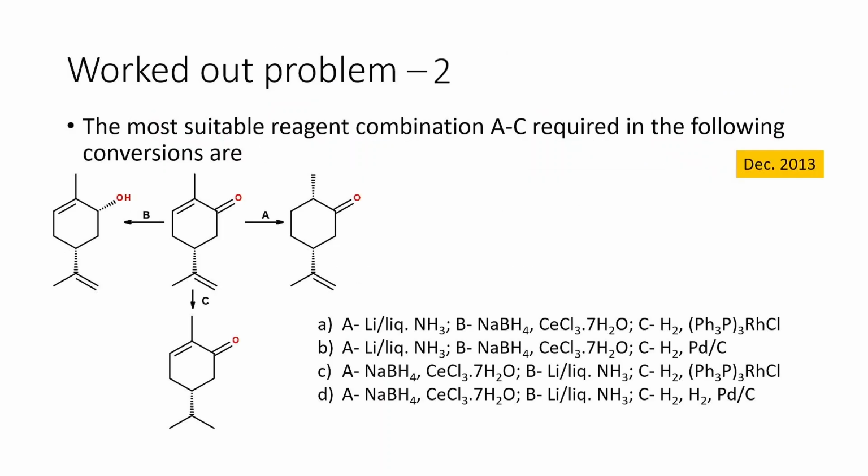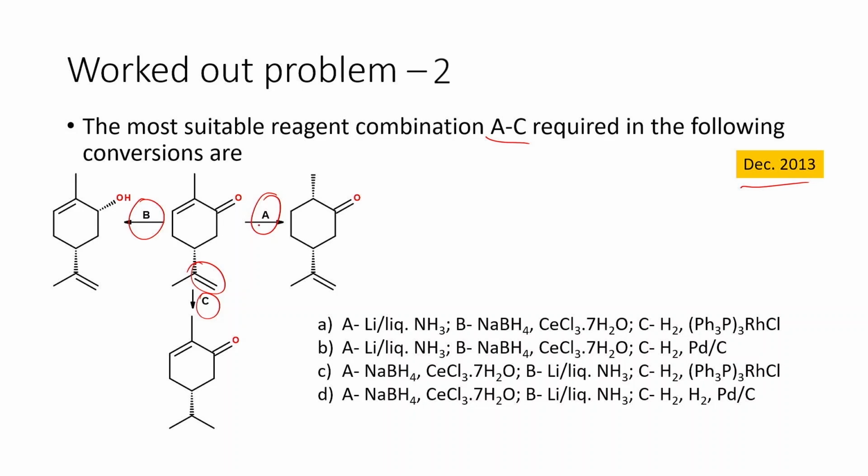this particular transformation. The next problem: the most suitable reagent and reagent combination A to C required in the following conversions are: we have an alpha beta unsaturated system having a double bond, an isolated double bond. So this is one type of system. So this undergoes three types of reactions, one with A, another one with B, another one with C. So we have three different reagents that we are using that lead to different types of product. This question was asked in December 2013.